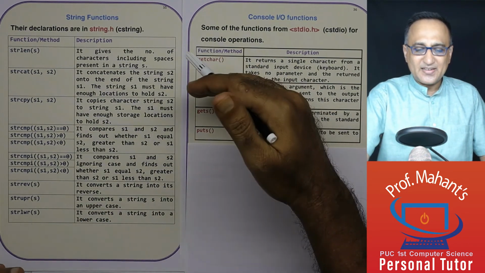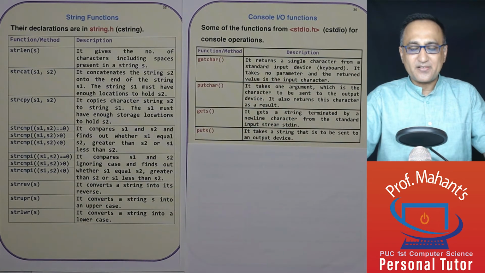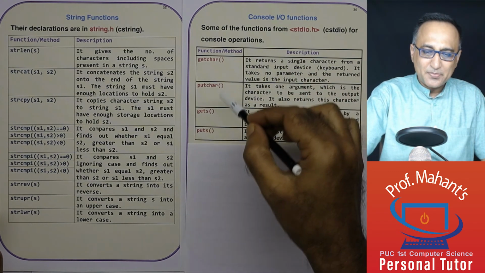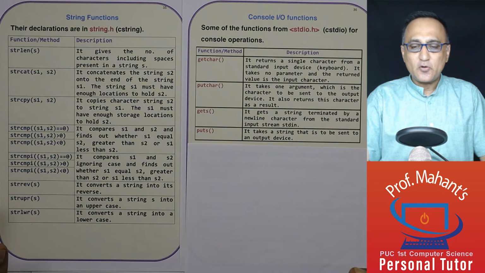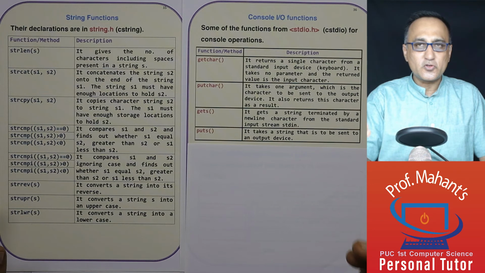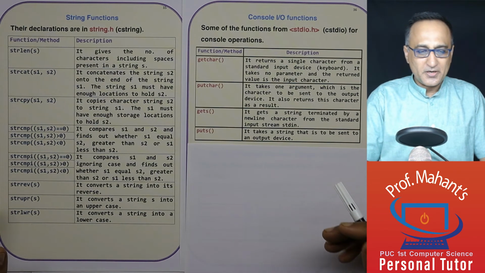So this is character, this is string. This will read one character at a time, this will read one line at a time, this will print one line at a time. So these are all examples of console input output functions, console meaning keyboard or monitor, which are used with a keyboard or monitor.